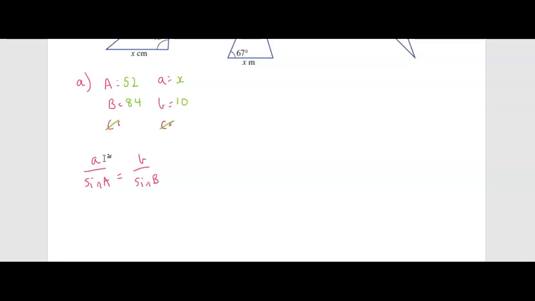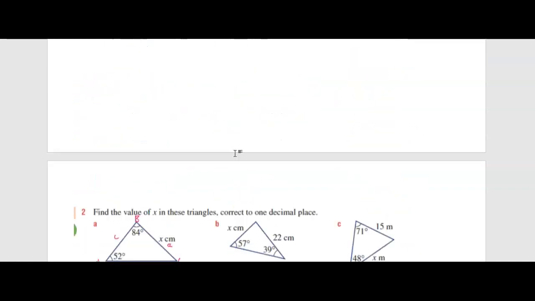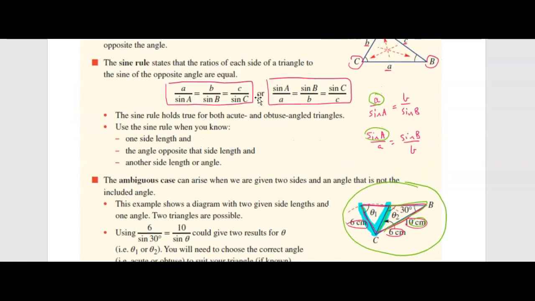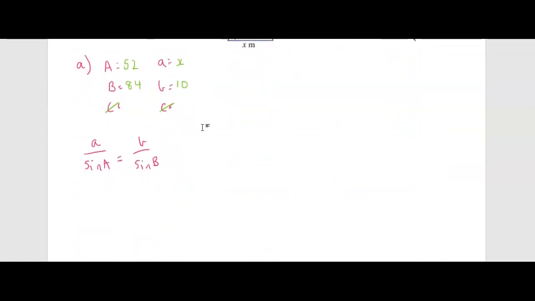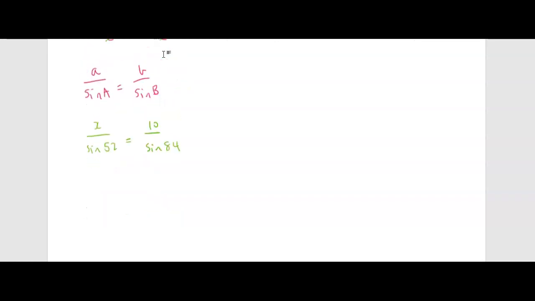Now, if you're wondering why I wrote a over sine a, that's your sine rule here. I'm just copying that down. I've done trigonometry for a very long time, so I remember it, but always go back if you're a bit unsure. So now I do my substitution. A is labelled as X, so I'll just put X there, over sine angle at A is 52. B is 10, and sine B, so sine 84. And then we're just solving for X. So I'm just going to scroll down.